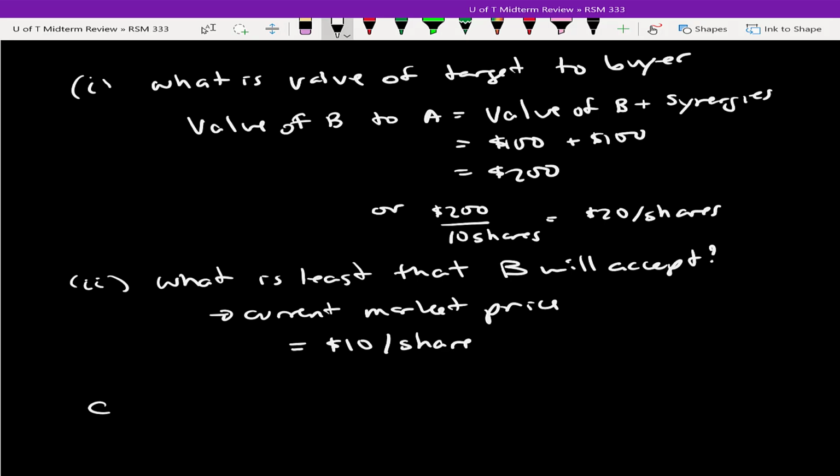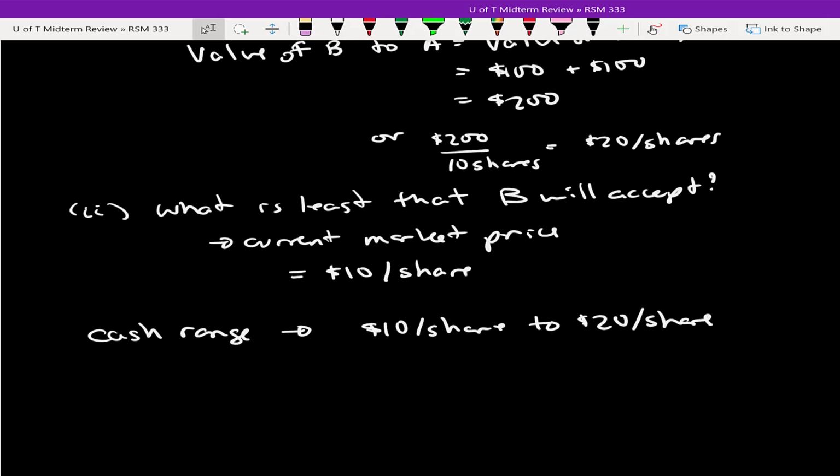So therefore, the cash range is between $10 per share to $20 per share if A buys B. If you can offer anything within those 2 prices, a transaction can occur. If it's outside of that range, then one of those two parties will be entering a negative transaction, so it won't happen.